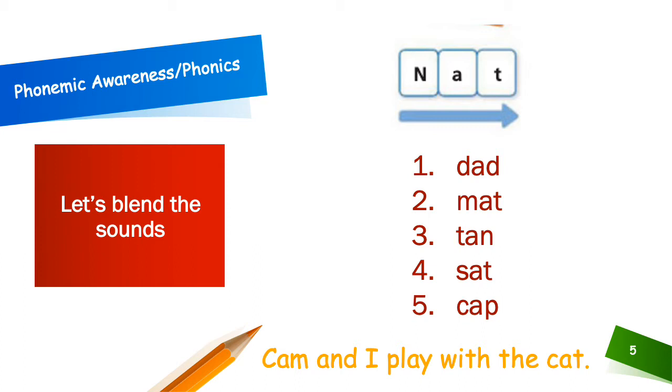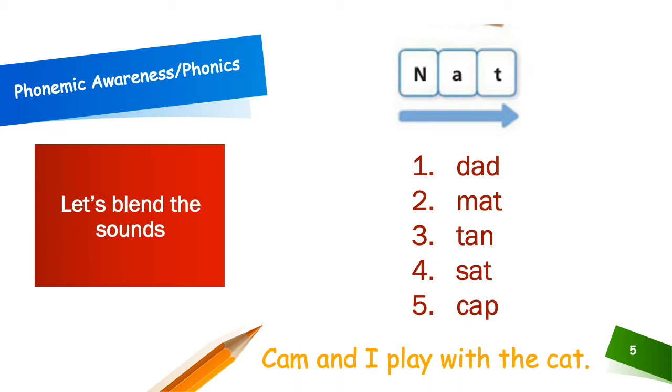Now that I've done a couple words, I want to see if you can do any. Let's look at the first word, number 1. What's the first sound? The second? And the third? D, A, D. All together, dad. Let's look at number 2. What's the first sound? The second? And what's the third sound? M, A, T. Mat.